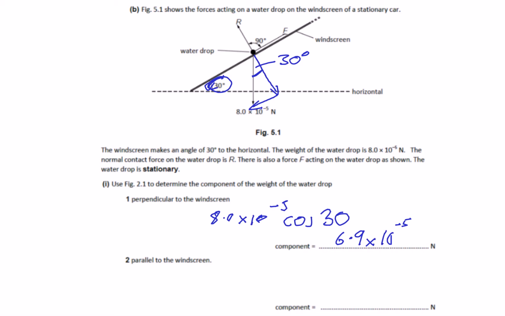Now if we come on to the parallel one, so we've now got the hypotenuse and the opposite, so that's going to be sine, so that's going to be 8.0 times 10 to the minus 5 times sine of 30, which comes out as being 4.0 times 10 to the minus 5 newtons.